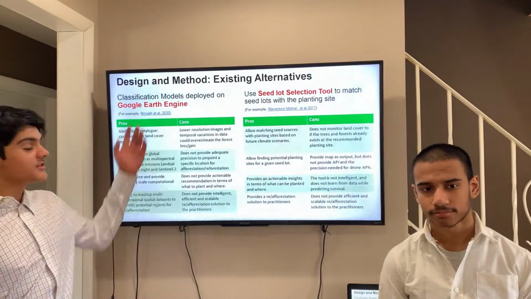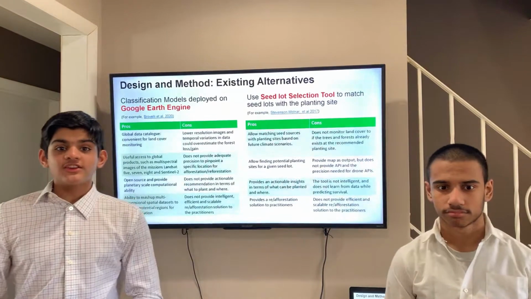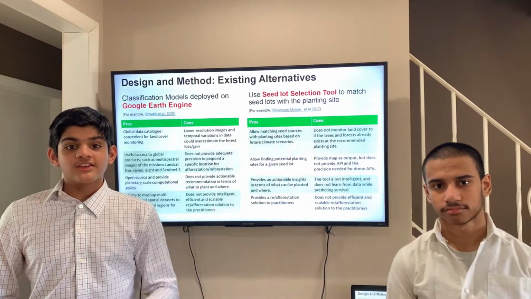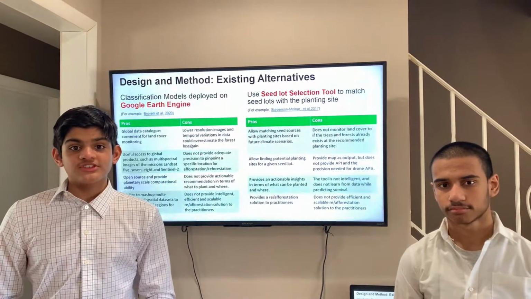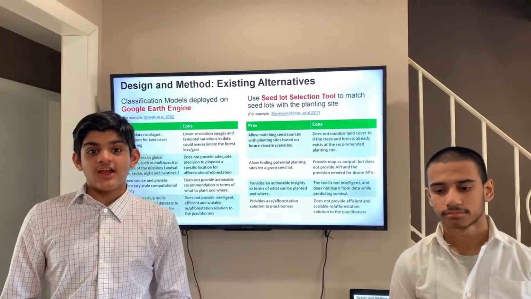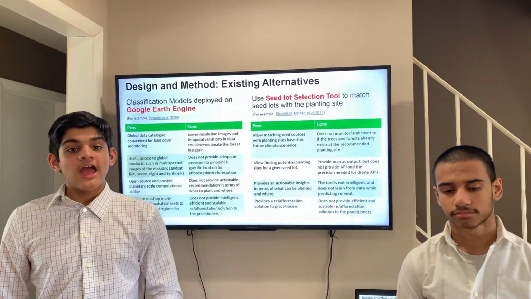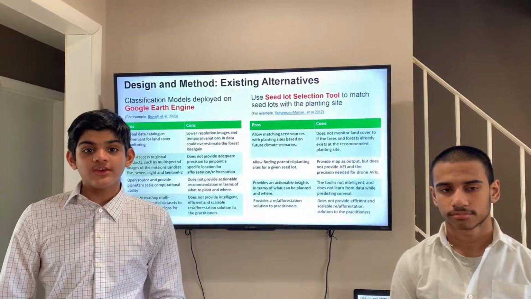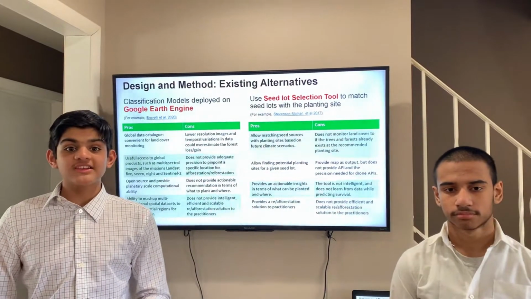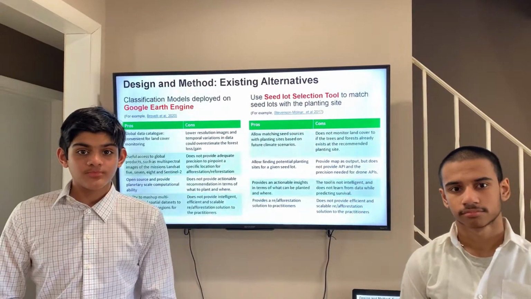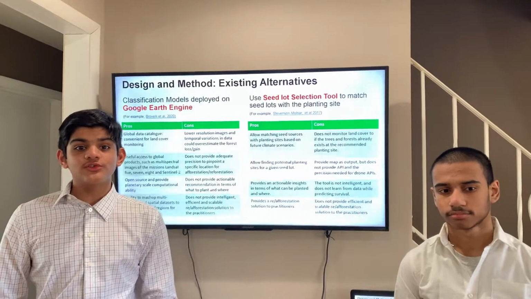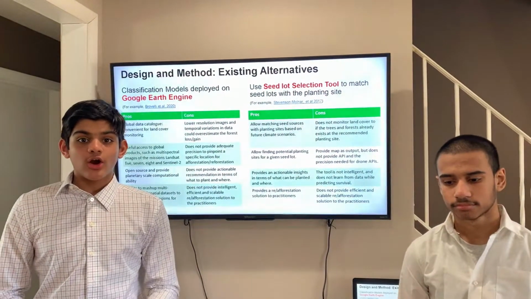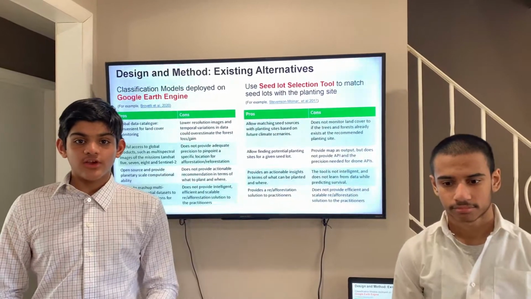The first alternative is Google Earth Engine. Google Earth Engine is great because it provides a lot of satellite data for the entire globe. It is also open API and open source. That means that anyone can access the data and use it to create their own models. However, Google Earth Engine does not give specific accurate locations where exactly we can forest. In addition, it is hard to use for the average person and requires a lot of technical knowledge to create our own models and determine these locations.